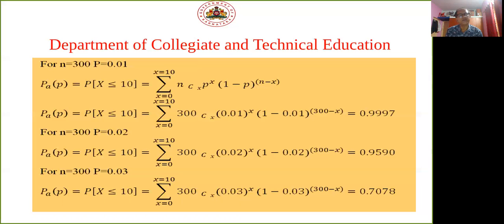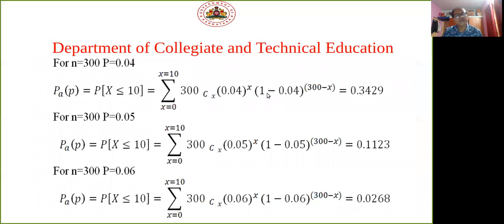So now see here, with this slide we got the value of the Pa as 0.9997 for p equals 0.01, and 0.9590 for p equals 0.02, and 0.7078 for p equals 0.03.